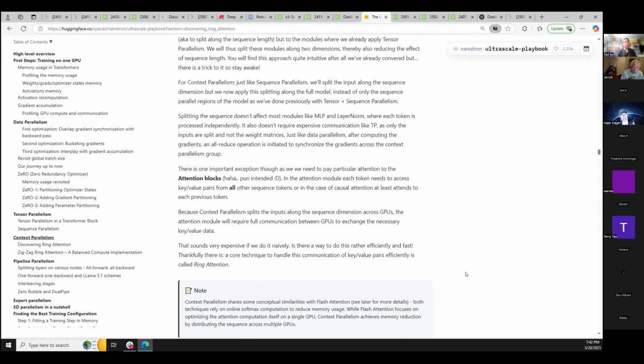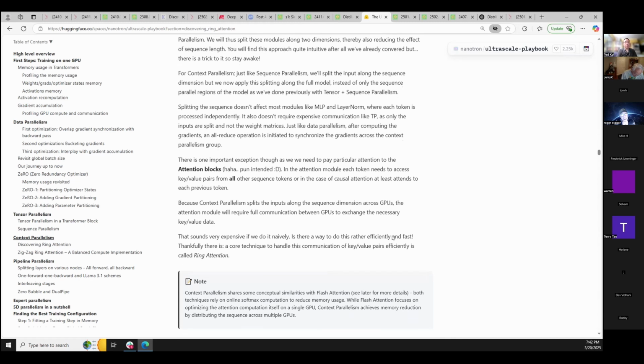So now they say there's one important exception, which is that when you do attention, each token attends to every other token position. So context parallelism works really well for the MLP portions, but it doesn't work so great for the attention blocks because they need to see every other one.